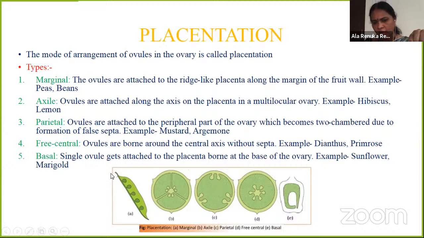Where is the placenta? Along the margin of the fruit wall. What do you call this fruit? This fruit is called a pod. The fruits we see in beans, the long fruits, they are called pods. So the ovules get attached to the margin of the fruit wall, along the ridge. As they are getting attached to the margin, the placentation is described as marginal placentation.